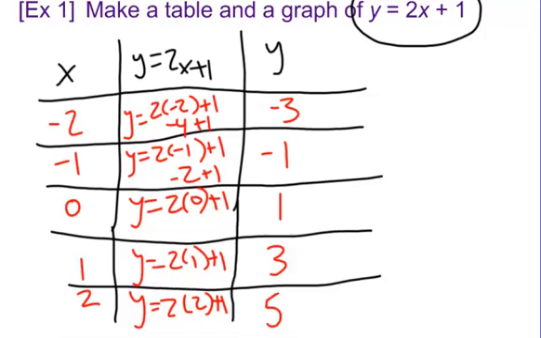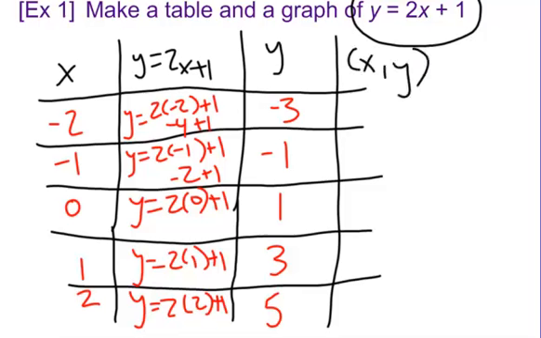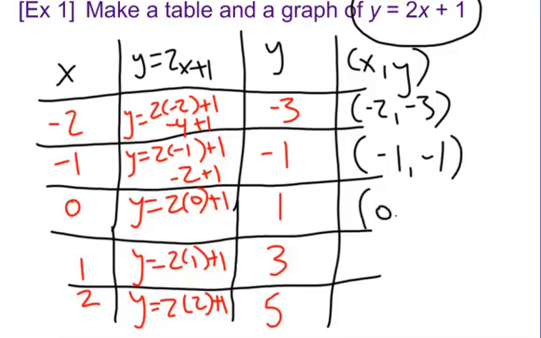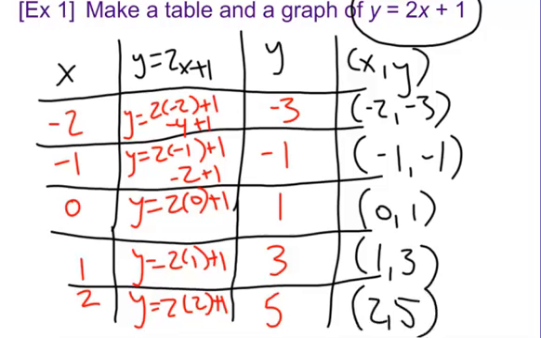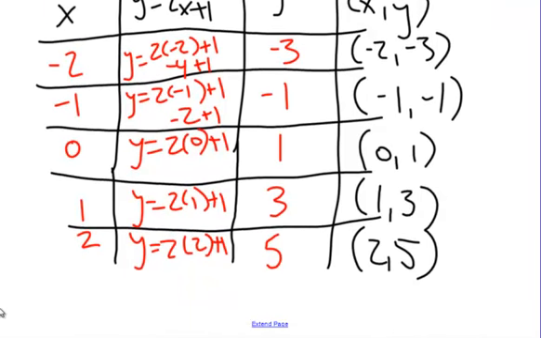I'm actually going to make another column here, x comma y. And I'm going to grab the x here and the y here. So that's going to be (-2, -3), (-1, -1), (0, 1), (1, 3), and then (2, 5). Okay. So I have to graph these, right? Let me make this maybe a little smaller.